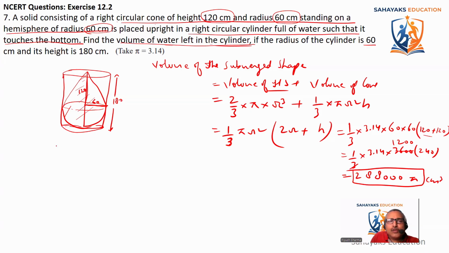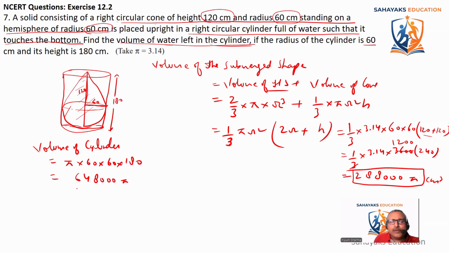Volume of the cylinder. So what is volume of the cylinder? Volume of cylinder is equal to pi r square h. That is pi as it is, r square. What is the radius for it? Radius is 60. So it is 60 into 60. And what is the height? It is 180. Okay. So it is 180 into 60 into 60. It comes out to be 648,000 pi.